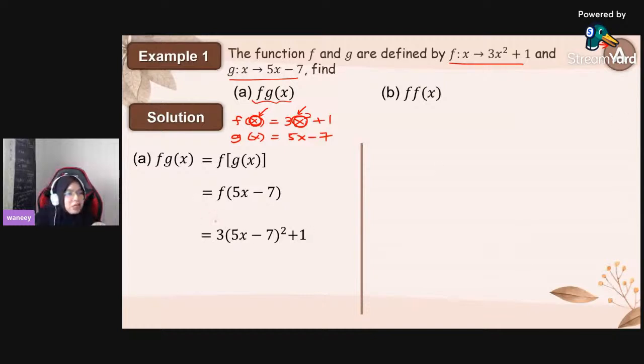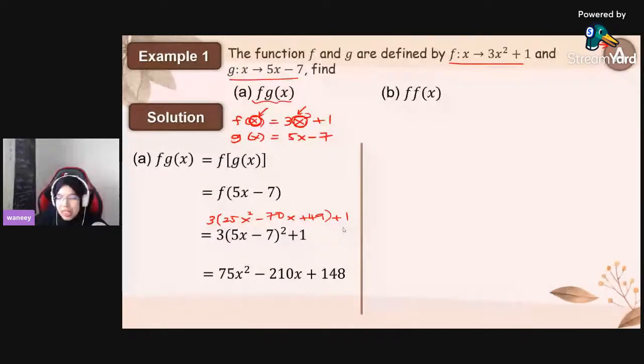So they will become 3 times (5x minus 7) squared. So this is 25x squared, 5 times 7 is 35, 70, so minus 70x, and then plus 49, and then plus 1. Make sure to simplify them. So those will become 75x squared minus 210x and then plus 148. So we simply substitute g into f. Very straightforward, just like what we did in the first lecture.